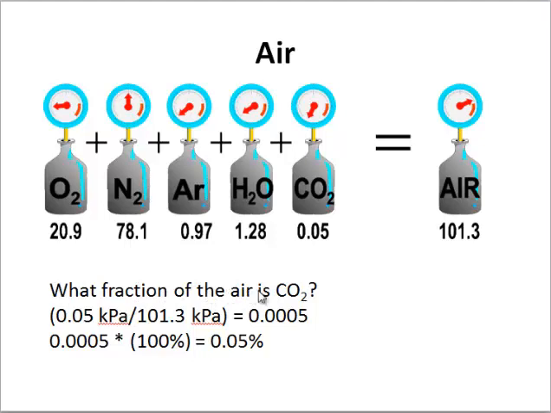You could ask, what fraction of the air is carbon dioxide? From this figure, if we take the carbon dioxide pressure and divide by the total pressure, note that pressure units of kilopascals cancel, and we get a value of 0.0005, which is unitless. We can convert this to a percentage, 0.05%, by multiplying by 100. Okay, what we have done here is taken the partial pressure and divided by the total pressure to get the mole fraction.